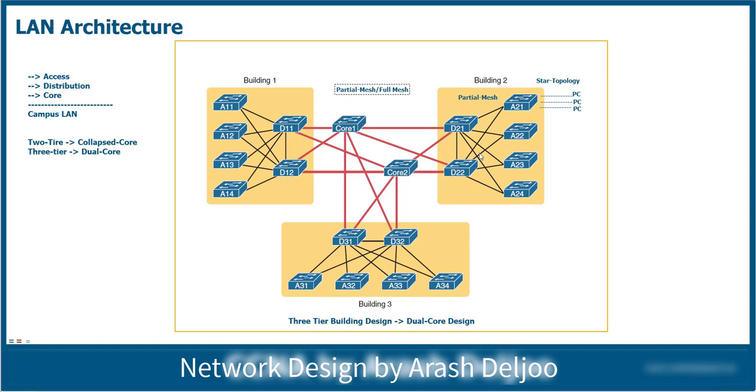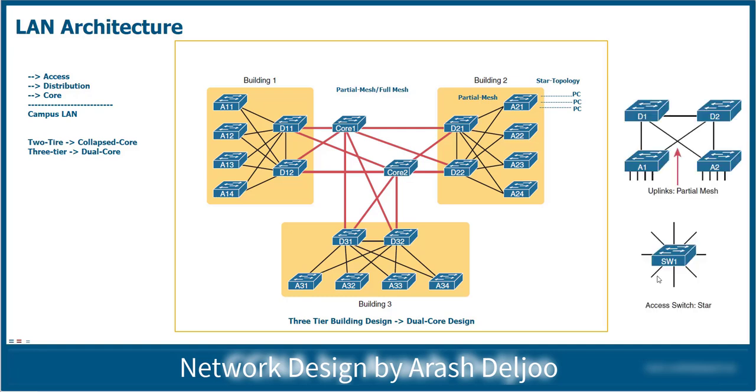You need to only use the partial mesh. This means that in all cases the full mesh is not better than the partial mesh. In some cases partial mesh is better, and in some cases the full mesh is better. You should, as a designer, select which method is better for your network. Also, here we can see that in the access layer switches we are using the star topology, and between the access layer and distribution we are using the partial mesh topology.